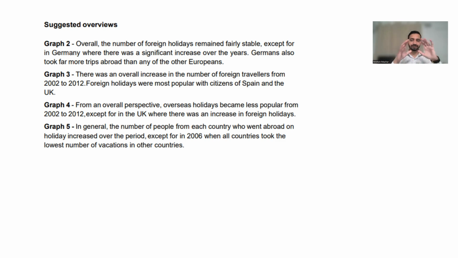So you can see that all of the summaries, the overviews, are starting with things like overall, there was an overall increase, from an overall perspective, in general. When you're writing such phrases at the start of the paragraph, the examiner already knows that you are summarizing the information, you are writing an overview, and you can reach band 7 or higher if you have an overview. If you don't have an overview, just remember that you will not be able to achieve more than 5 bands for the task achievement area of the band descriptor.